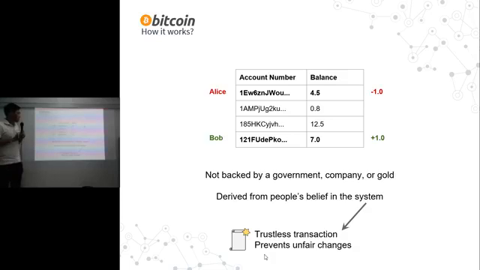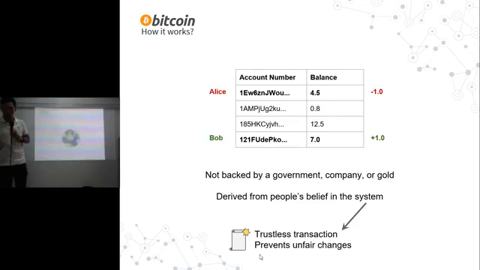The number on this ledger here is actually not backed by any government, company, or even gold. If you were to go to the bank and say, hey, I have this balance, can I claim some US dollars from you or some physical gold? They're not going to recognize it. So the value of this balance is derived from people's belief in the system. The belief that this Bitcoin system facilitates trustless transactions, and it prevents people from cheating, which means that they can't spend the same money more than once.